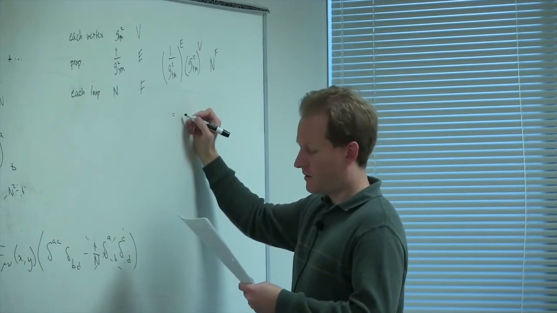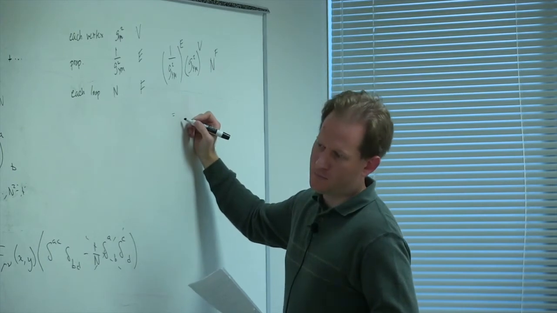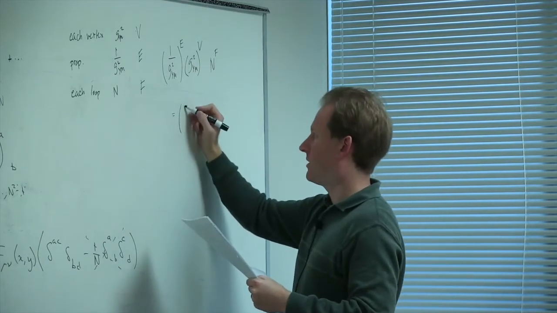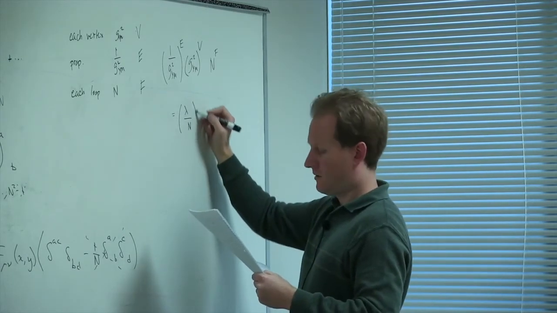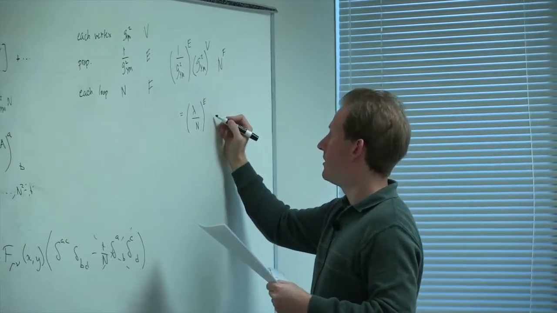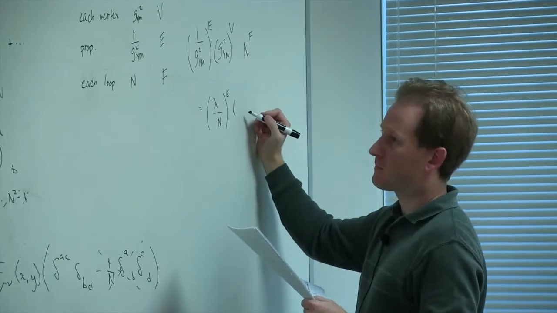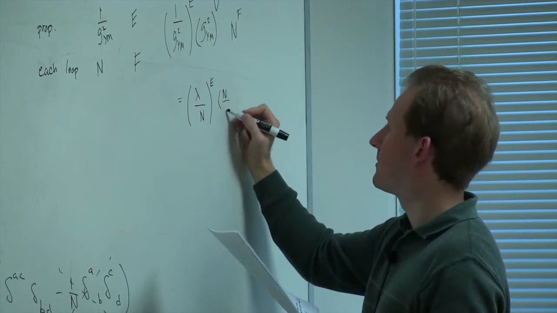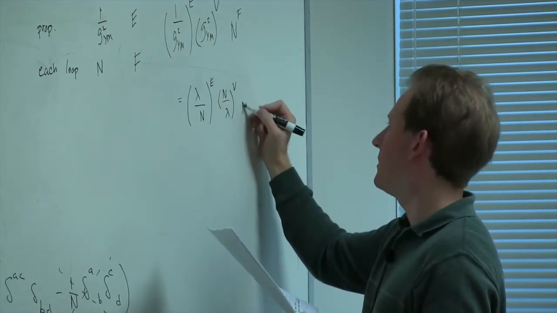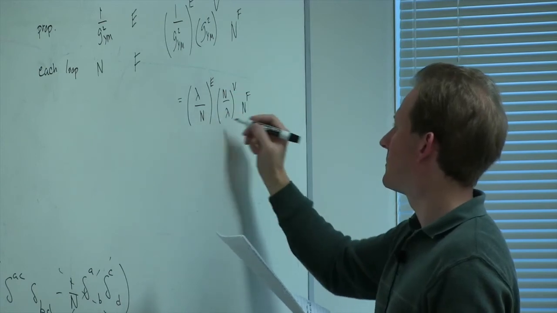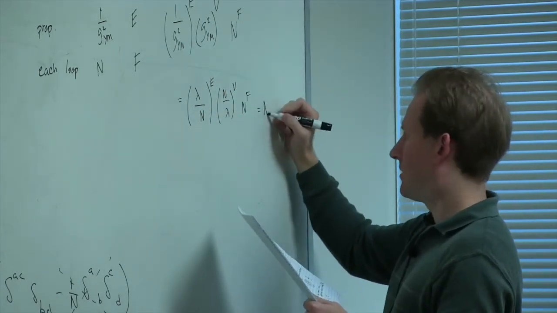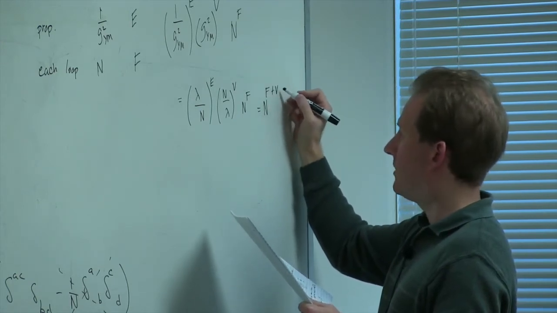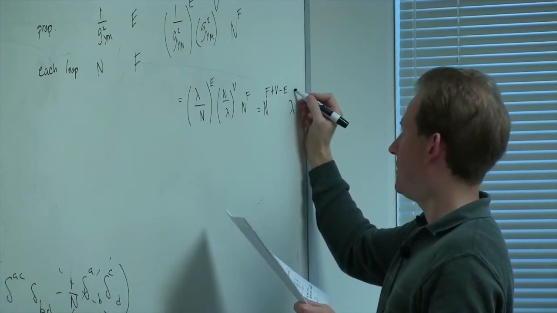Now, let's just rewrite this in terms of N and the 't Hooft coupling. So then I get lambda over N to the E, and then I get N over lambda to the V and N to the F, which is N to the F plus V minus E, and then lambda to the E minus V.